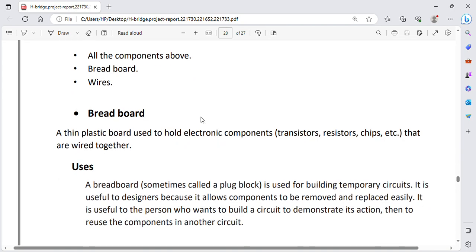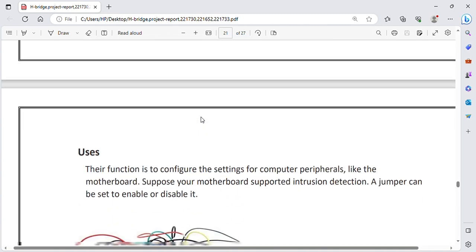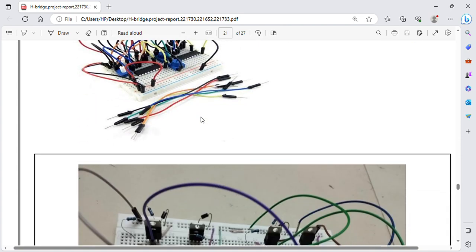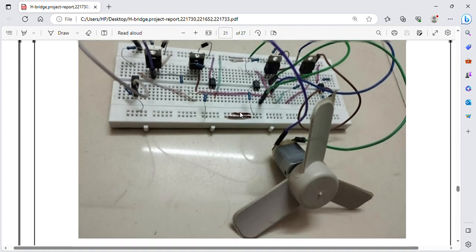Here we use a breadboard, some jumper wires, and all the components that we have discussed before. Here we have the pictures of our implementation of the circuit on the breadboard. The circuit is working properly.